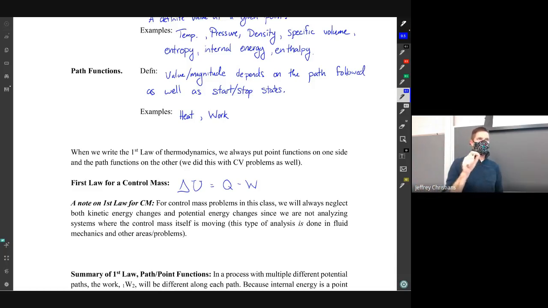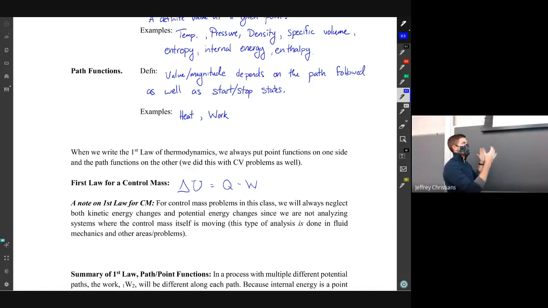Remember what the dot meant? That was our rate variable, or our rate notation. So that was a time dependent, in and out thing. In control mass problems, we don't have stuff going in and out. We have a process happening with an initial state and a final state. So we no longer have an in and out, so we no longer have a rate.